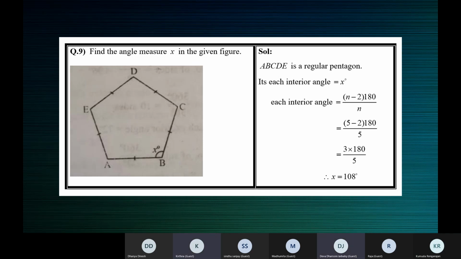Sides are equal, ma'am. Correct, because the sides are marked equal. You can see that the sides are marked equal. When all the sides are equal, all the angles will also be equal. So it's a regular pentagon.